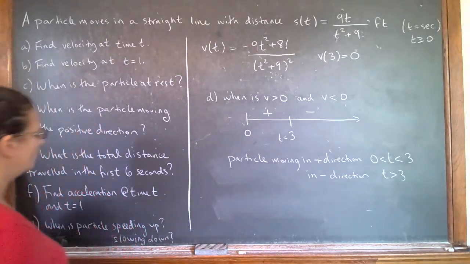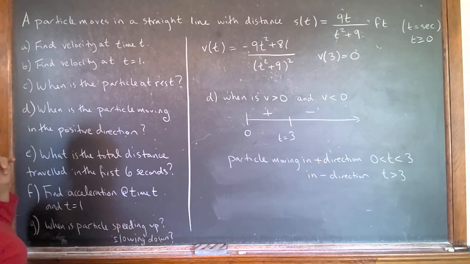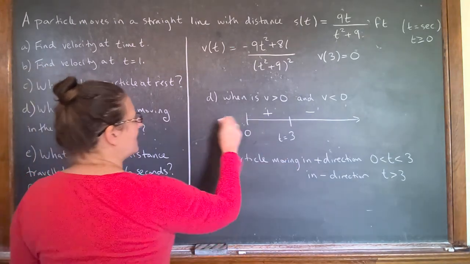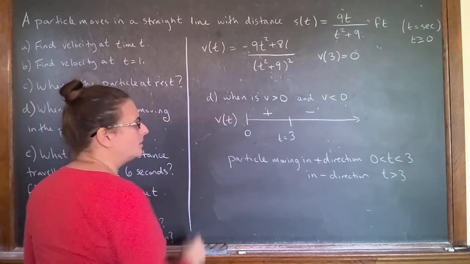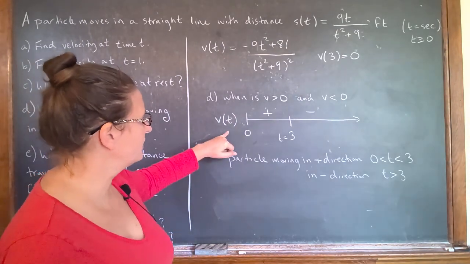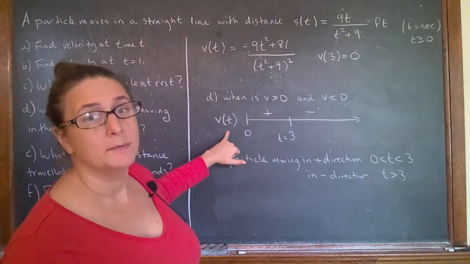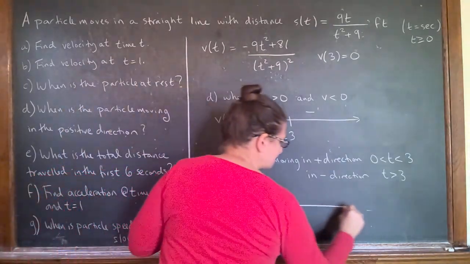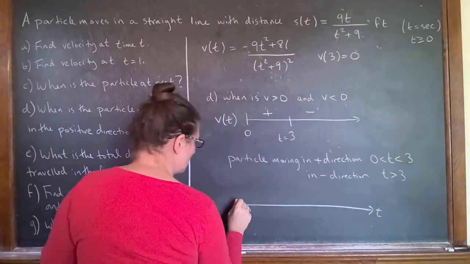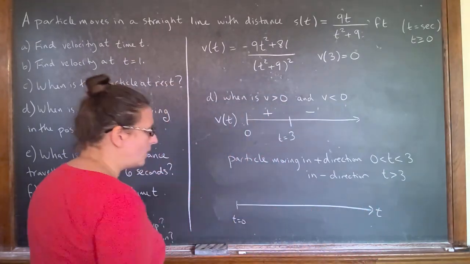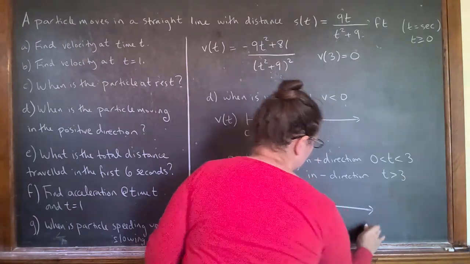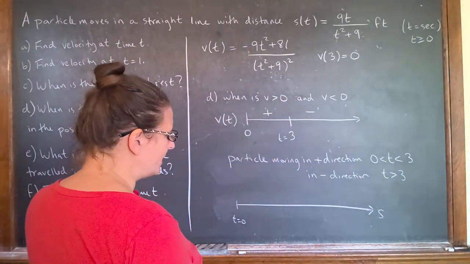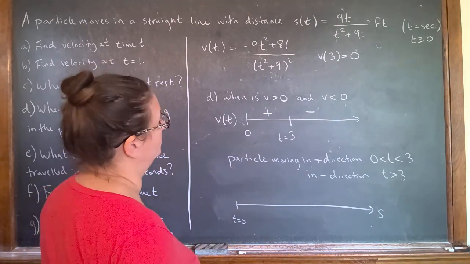Okay, now what is the total distance traveled? To figure out what this really means, this was my picture, my sign chart for the velocity. But I can also imagine what's going on as time goes on. Here's t equals 0. What's going on? Well, actually, that's not time. Sorry, this is going to be s. So what is happening with my particle?